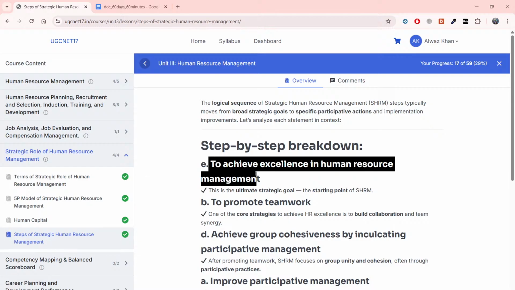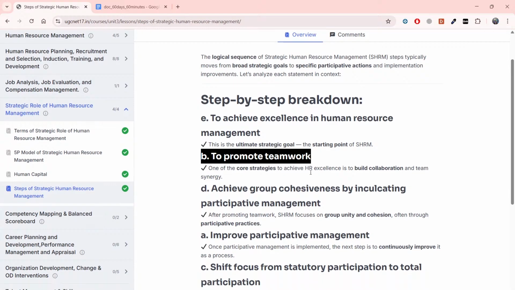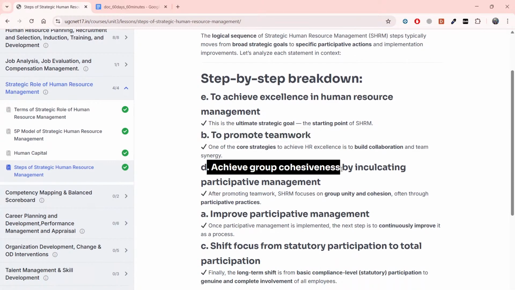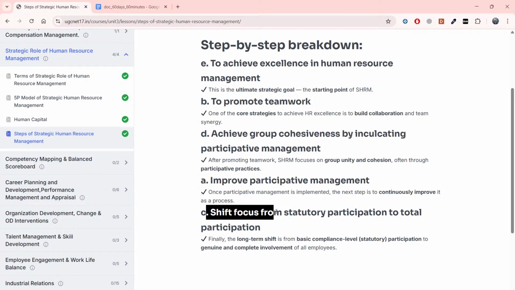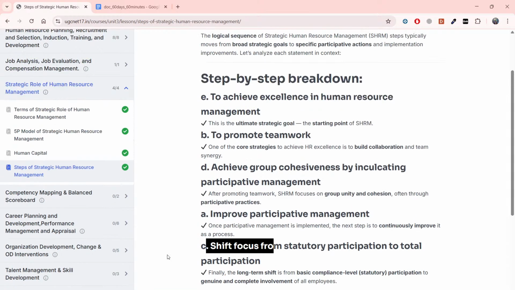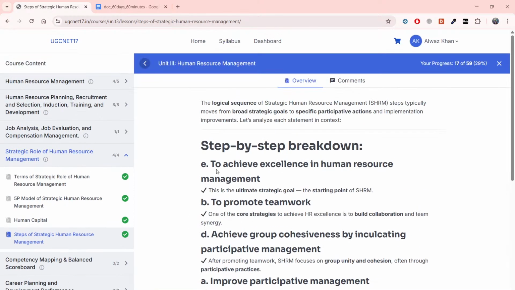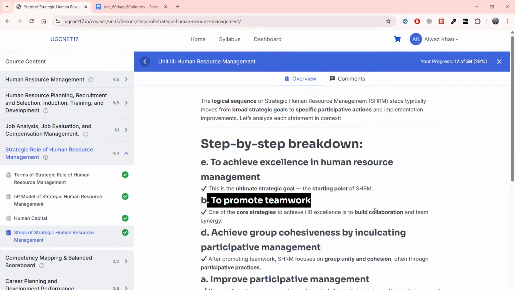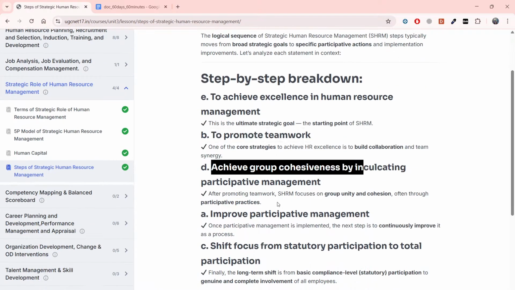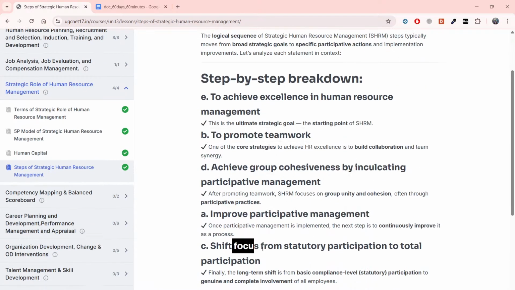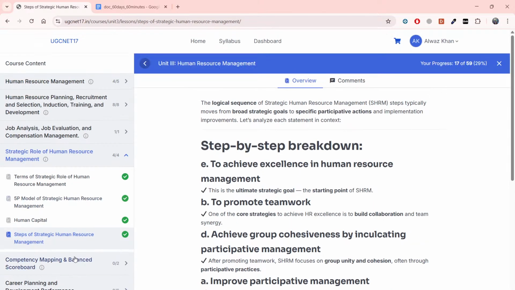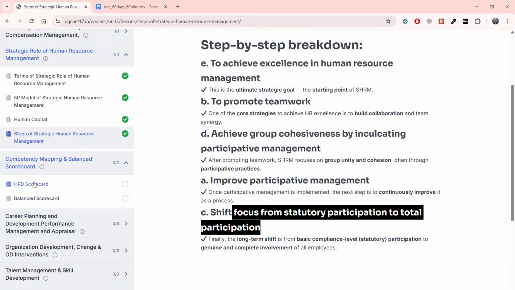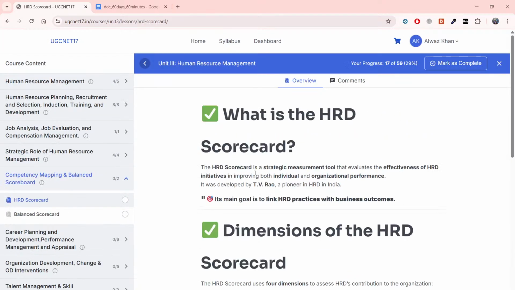To achieve excellence in human resource management, to promote teamwork, to achieve group cohesiveness, to improve participation, and to shift focus from statutory participation to total participation. This is something we have to learn. First excellence, then promote teamwork, then promote group cohesiveness, then improve participative management, then shift focus from statutory participation to total participation. So now we start with competency mapping and balanced scorecard.